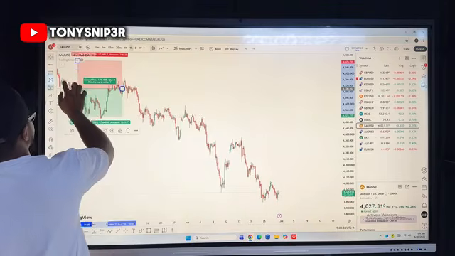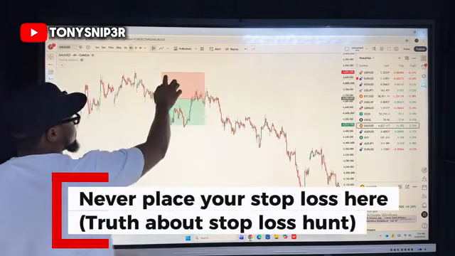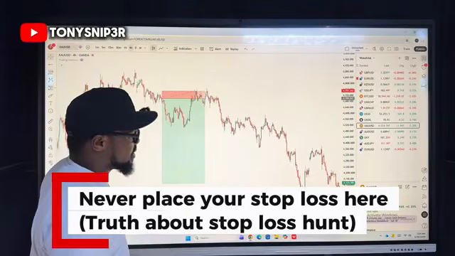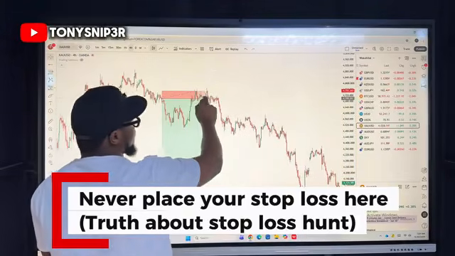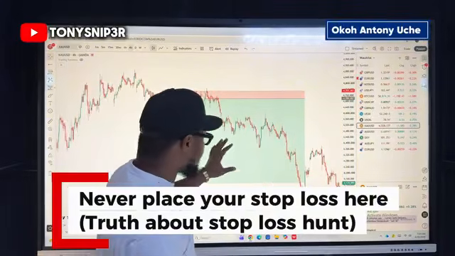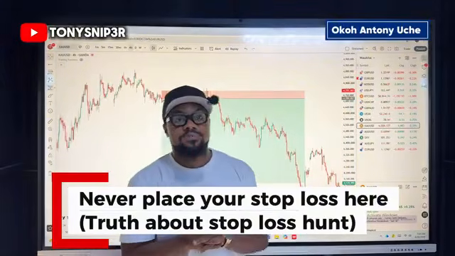I took a sell from this level and I placed my SL here, taking it to the downside. And what happened? The market took me out before moving in my direction. Now, this is some of the problem that most traders are facing.